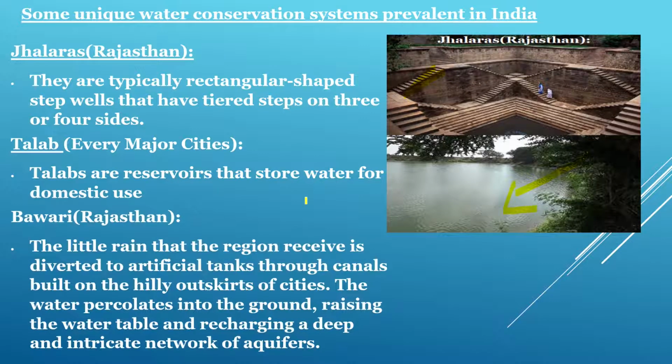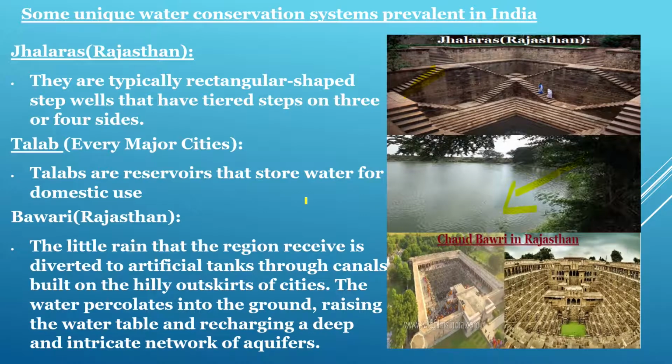Bawari, in Rajasthan: the little rain that the region receives is diverted to artificial tanks. Here, we can see this artificial tank deep below. This is known as Chand Baori in Rajasthan. Through canals built on the hilly outskirts of cities, the water percolates into the ground, raising the water table and recharging a deep and intricate network of aquifers.